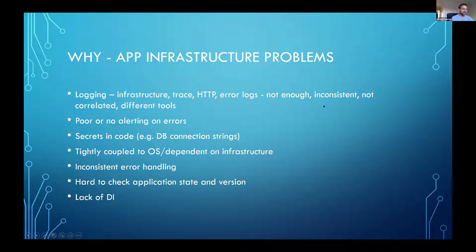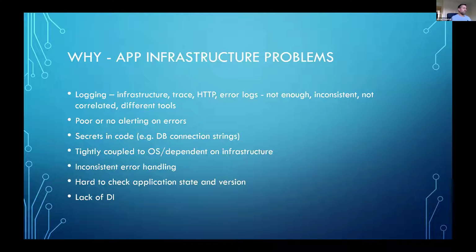That's especially important for microservices, right? You have a request that spans a lot of services, or potentially a few of them at least, and you're not able to correlate them well. And then the other ones, as an extension of this point: alerting on errors, and secrets in code, a totally different but common problem that I've seen, especially with things like connection strings and passwords.